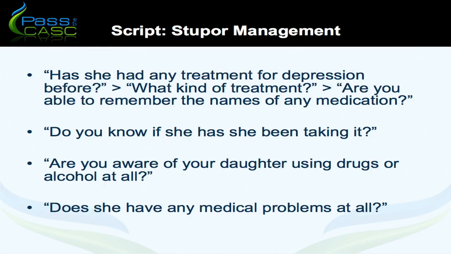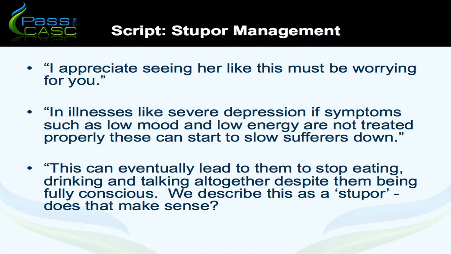Has she had any treatment for depression before? What kind of treatment? And are you able to remember the names of any kinds of medication that she's been on? Do you know if she's been taking this medication? Then moving on to, are you aware of your daughter using drugs or alcohol at all? Does she have any medical problems at all? So just basic screening questions. So I appreciate seeing her like this must be worrying for you.